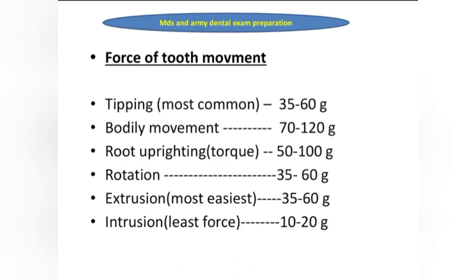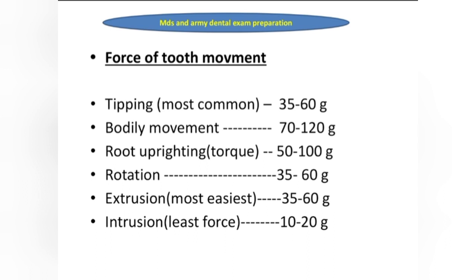Now next is force of tooth movement. Tipping, the most common tooth movement, 35 to 60 gram. Bodily movement 70 to 120 gram. Root uprighting or torque 50 to 100 gram. Rotation 35 to 60 gram. Extrusion, the easiest movement, 35 to 60 gram. And intrusion needs the least force, 10 to 20 gram.